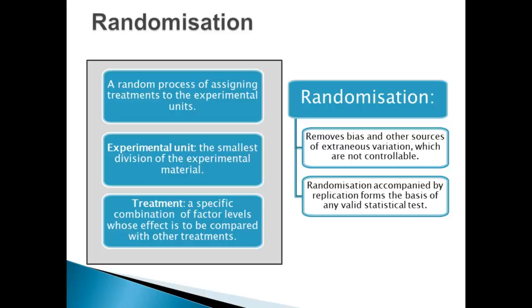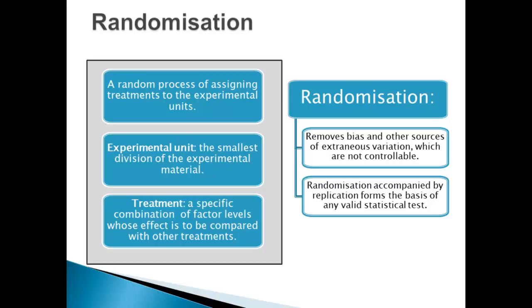Randomization is a process of assigning treatments to the experimental unit. And by experimental unit, we mean the smallest division of the experimental material. And when we talk of treatment, it's a specific combination of factor levels whose effect is to be compared with other treatments. And the purpose of randomization is to remove bias and other sources of extraneous variables which are not controllable.